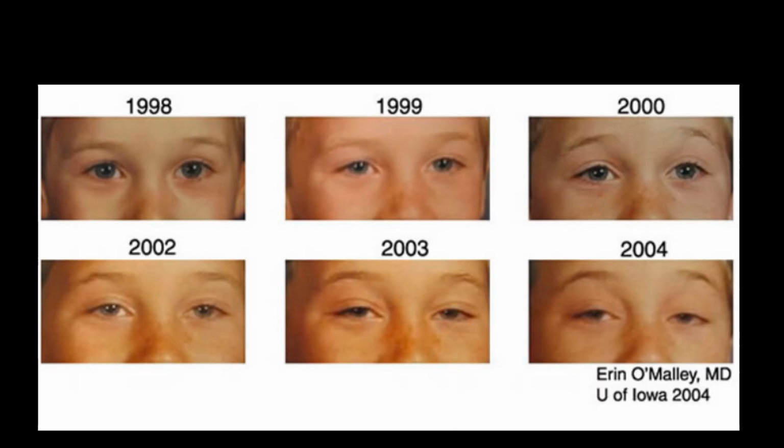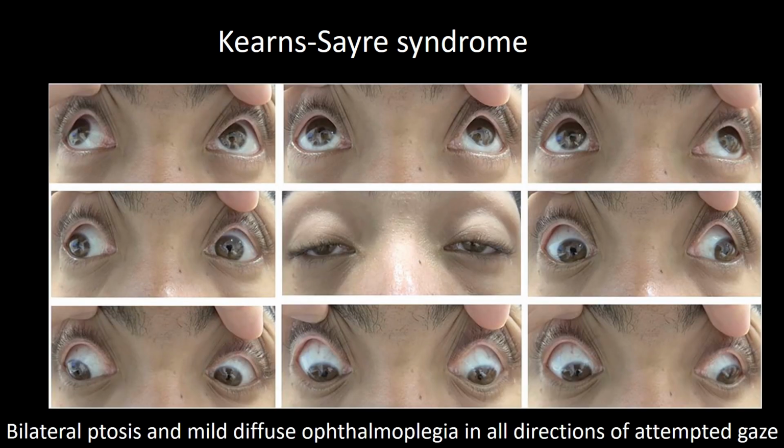A history of progressive ptosis, as you can see displayed in this frame, from 1998 to 2004, should make us think of the possibility of a mitochondrial defect called Kearns-Sayre syndrome. Patients with Kearns-Sayre syndrome, in addition to having ptosis, also have progressive external ophthalmoplegia, as you can see in this photograph. Here it is expressed by adduction failure of the left eye when looking up and to the right, and right abduction deficit when looking to the left.